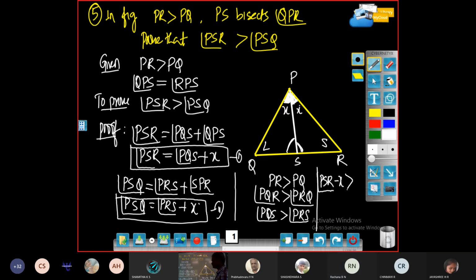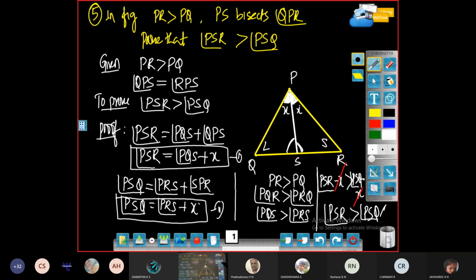In place of PRS, what can you write? You will see the second equation. Angle PSQ minus X. In both the places, you can cancel this X and X. What is left out now? Angle PSR is greater than angle PSQ. This is what we wanted to prove here.